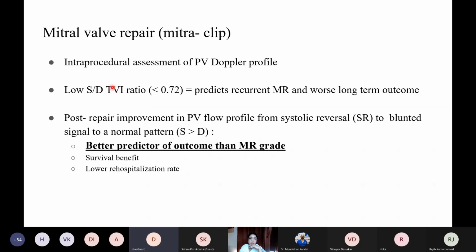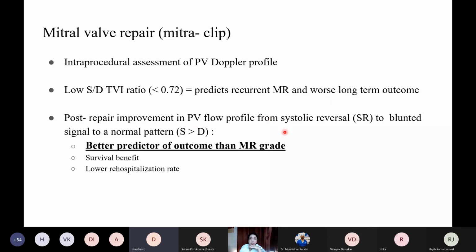If you find after putting the mitral clip during the procedure that this ratio is still not... sorry, this should not have been TVI, this should have been only the S by D velocity ratio. When this is less than 0.7, it predicts recurrent MR, and it will predict a long term outcome which is not good. The patient will develop MR again and again, or maybe on the table you will see it.